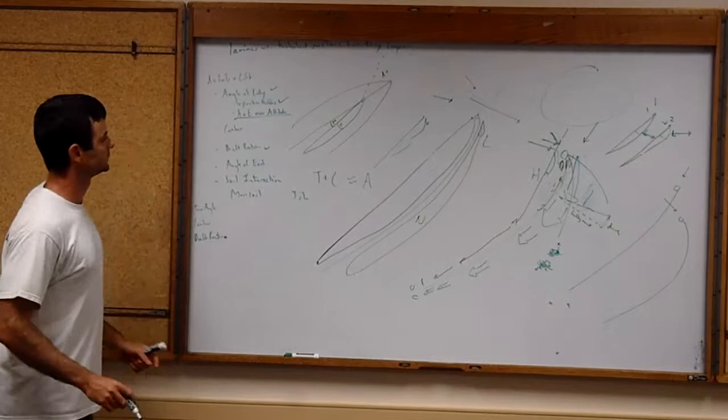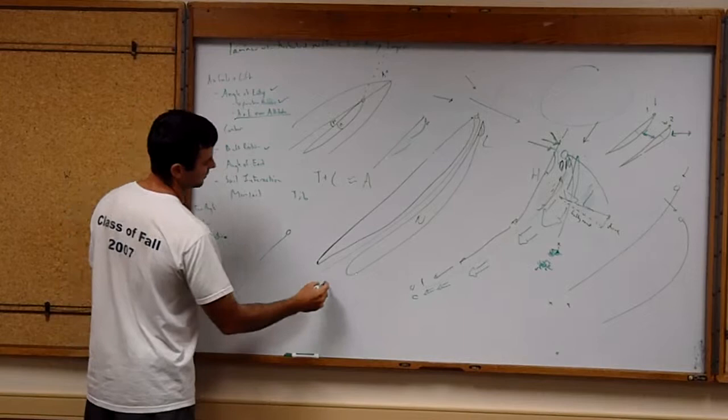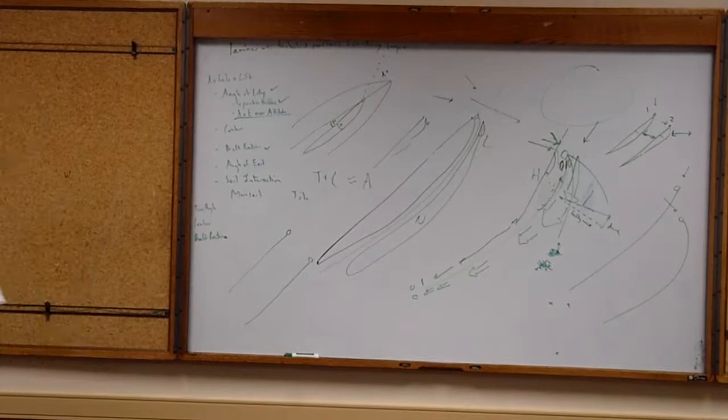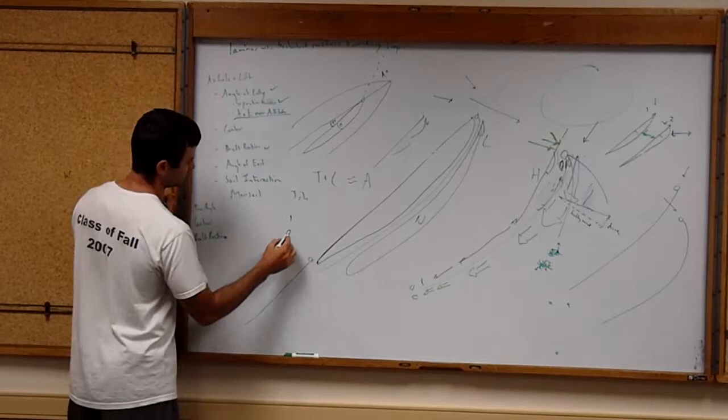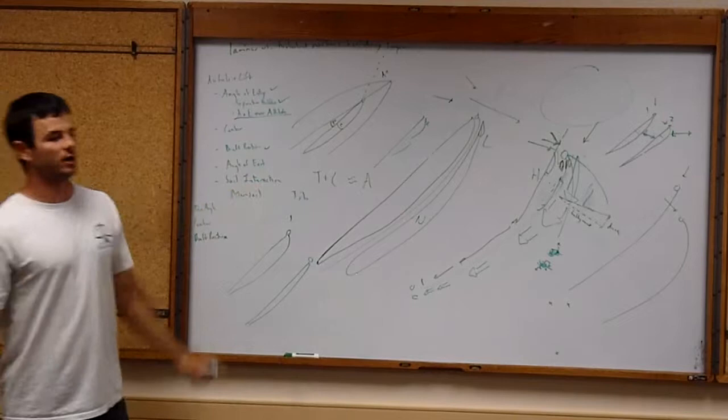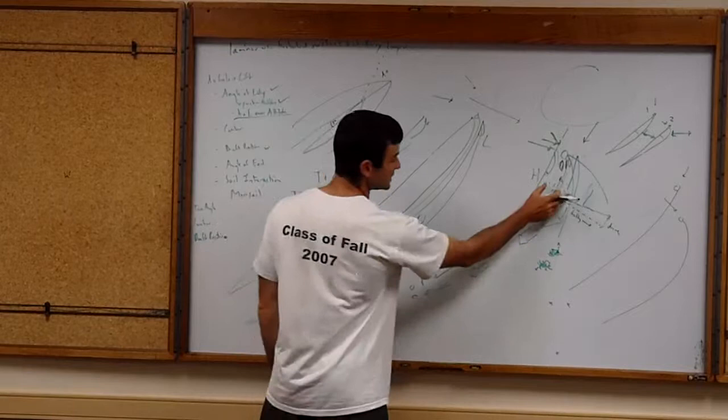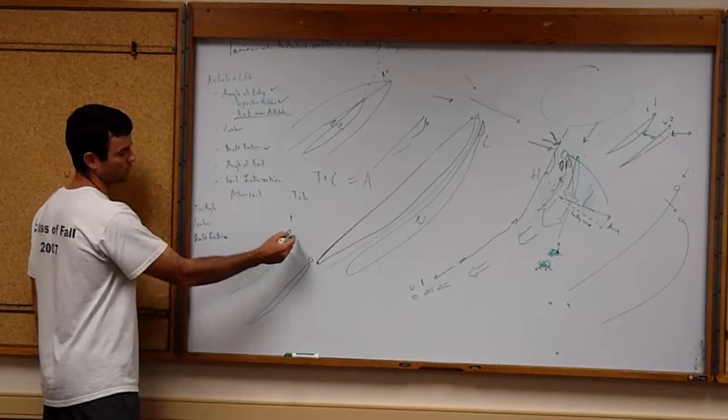Camber. Let's do camber. Does everybody understand what I mean when I say camber? Camber is how full the sail is, how much curve there is, how deep it is. So we'll draw a full sail here. We'll draw a flat sail here. Now remember what generated this region of low air pressure. What generated it was the difference in distance between the two sides of the sail.